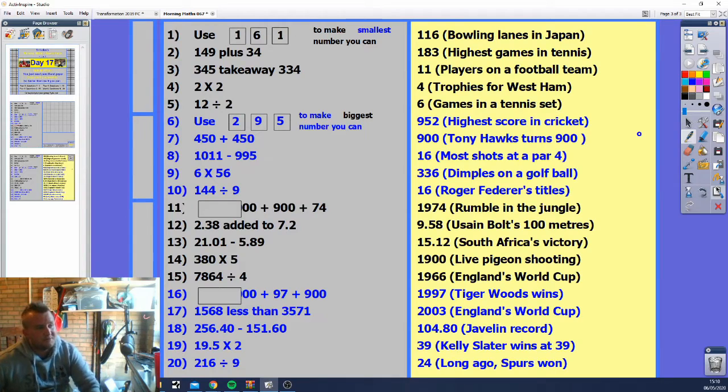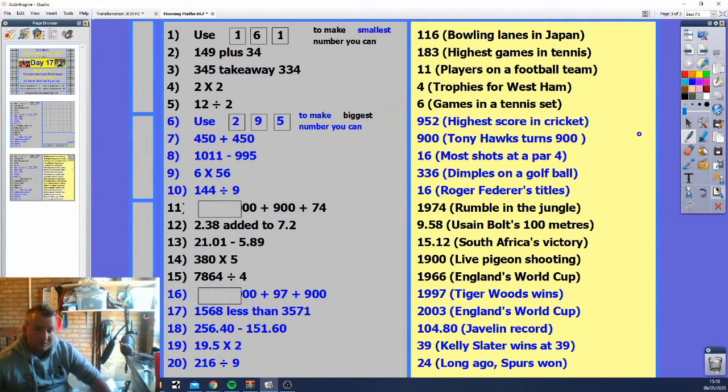Here's a funny one. This one's for the quiz. This is one for your quiz for your parents. In 1900, in the Olympics, one of the events was live pigeon shooting. They'd shoot live pigeons, which is pretty funny. 1966 was when England won the Football World Cup. 1997, I believe that's when Tiger Woods won the Masters for the first time, and he was the youngest winner.